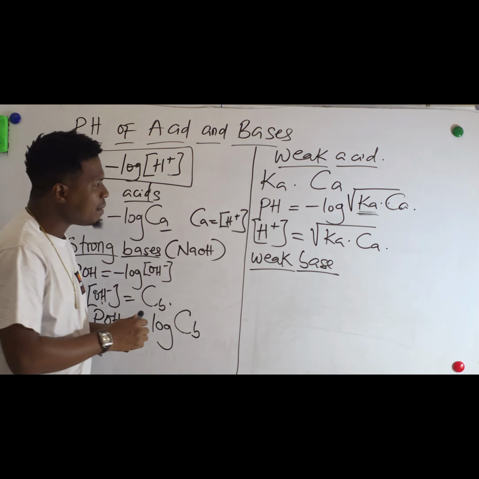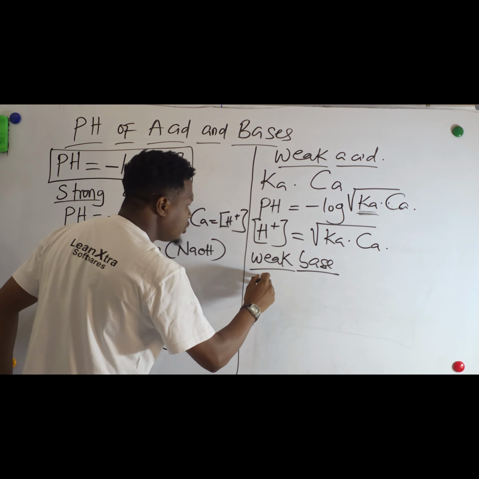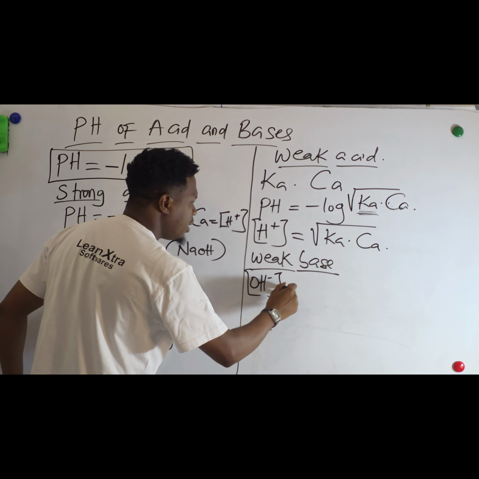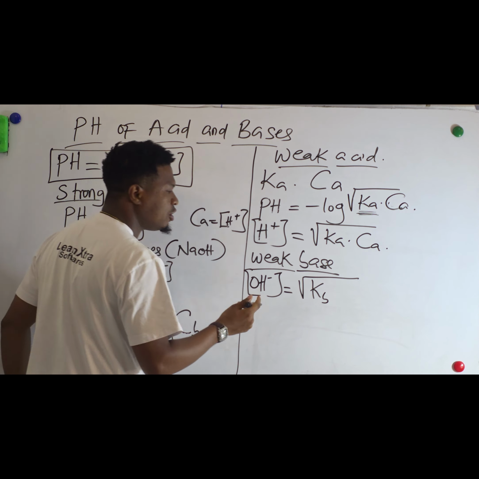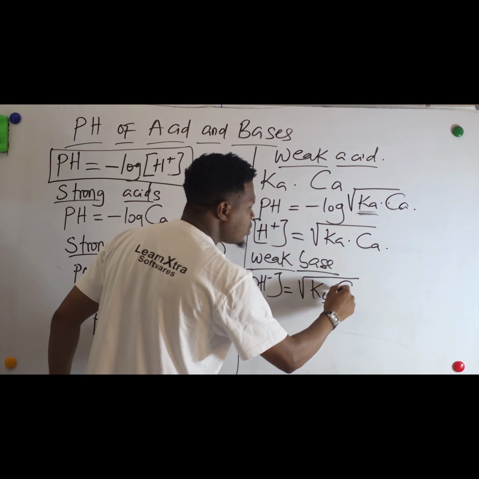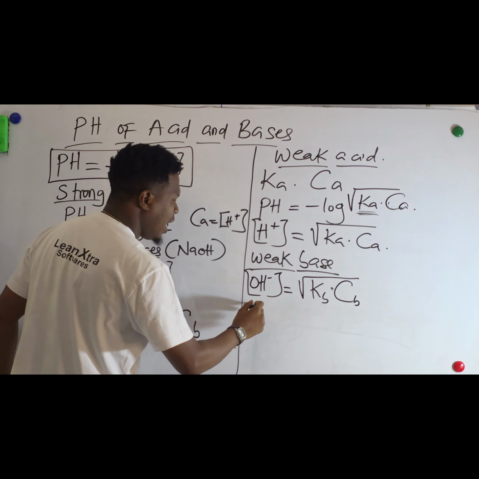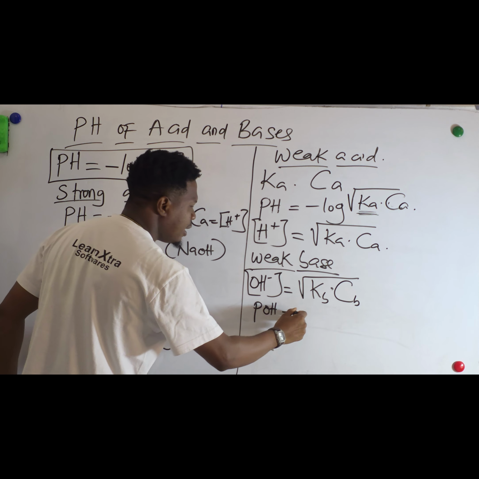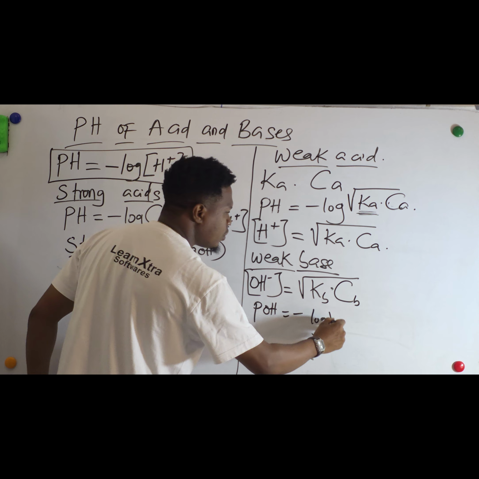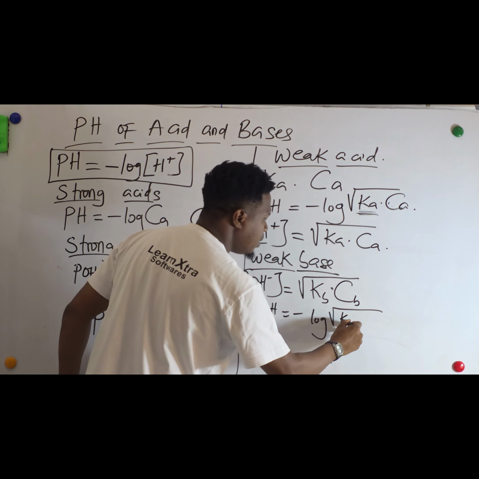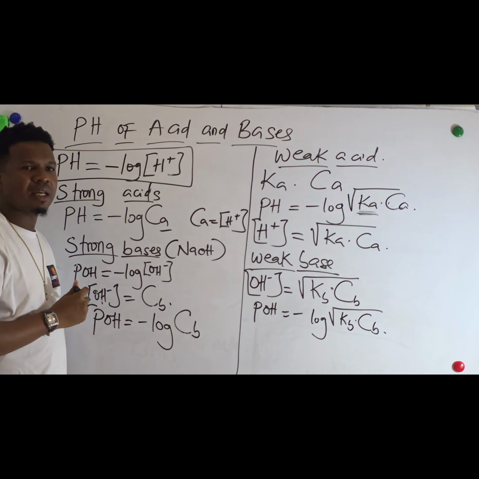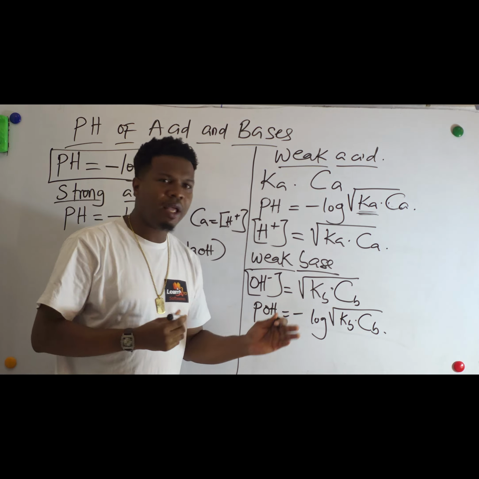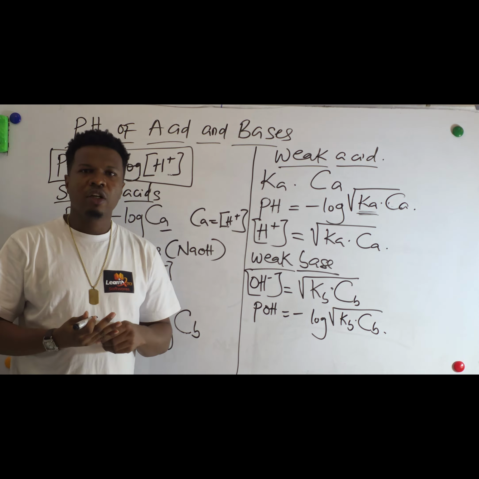So for weak base, the same thing. For weak base, the hydroxide ion concentration is equal to the square root of the Kb, that's the ionization constant of the base, times the concentration of the weak base. So we have that the pOH for this will be minus log square root of Kb multiplied by what? Cb. So these are the equations that will help us to evaluate the pH of these acids.